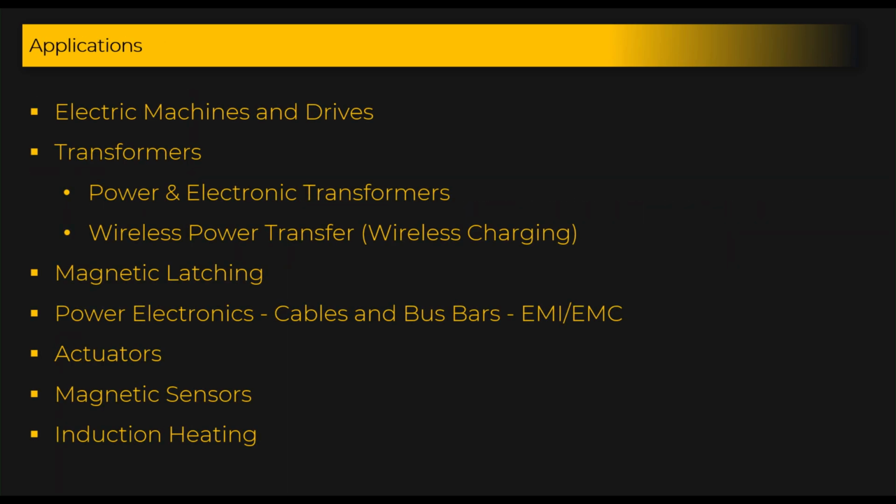So now about the applications. Maxwell can be widely used in all of the applications which we have mentioned here. You can simulate electrical machines and drives to simulate motor performance and how they behave when coupled with drives, where we don't have a conventional supply but our own different type of supply, be it BLDC and PMSM type machines. We can simulate both power and electronic transformers as well. We can use it to simulate wireless charging or wireless power transfer, magnetic latching, and power electronics such as cables and bus bars can also be simulated. We can use it with actuators, magnetic sensors, as well as induction heating.